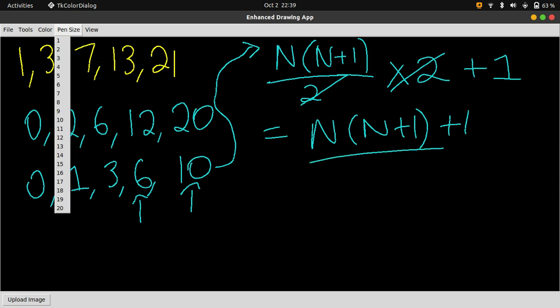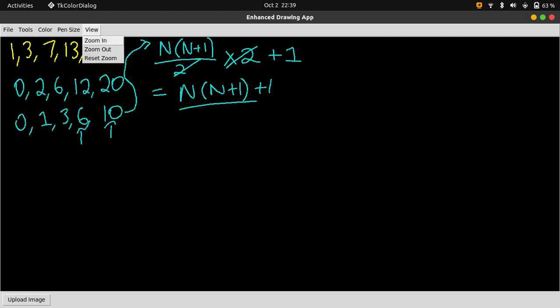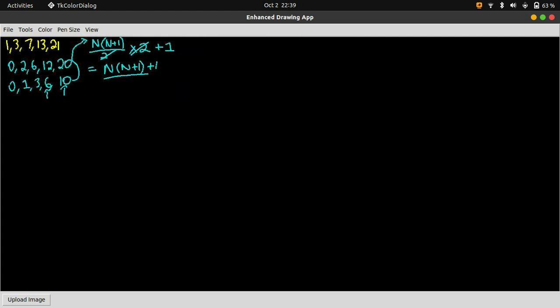Let's go ahead and zoom out from here. So this is the formula. This is the nth term, basically. If you look for, let's say, the third term, it will be 3 times 4, 12 plus 1, 13. So 1 here is considered to be the 0th term. So it would be 0 times 1, 0 plus 1 is 1. So 1 is the 0th term.